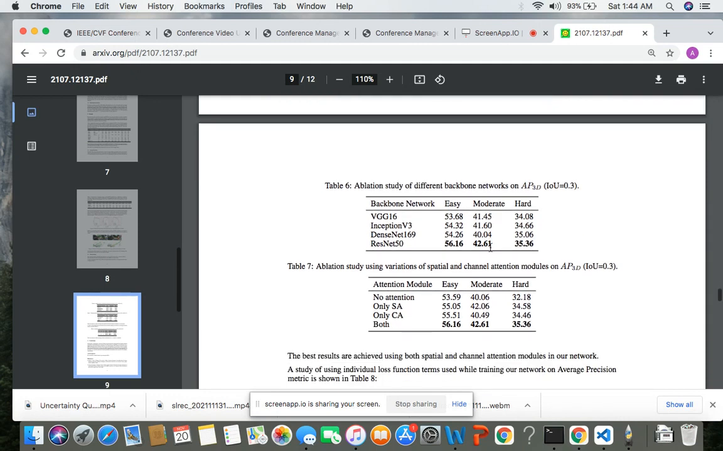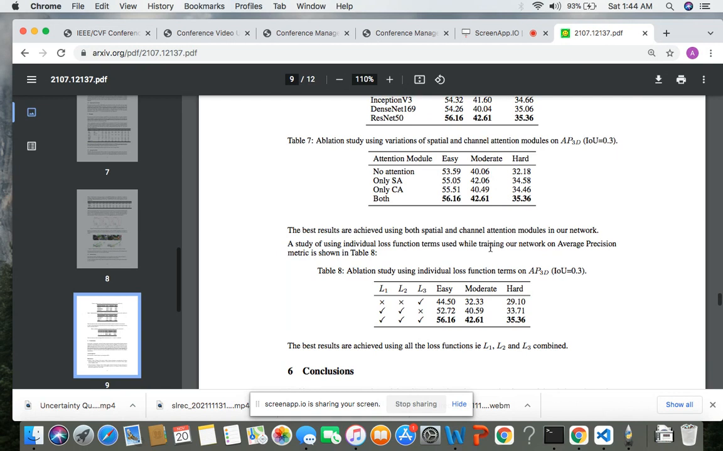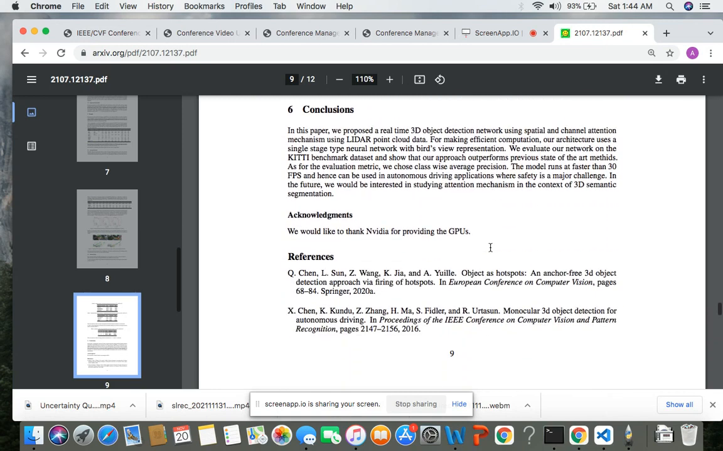We played with attention modules here and found that the best results were achieved using a combination of spatial and channel attention modules, again across the individual easy, moderate, and hard evaluation metrics for average precision. We also played with adding the loss function terms and found that the combination of all these three individual loss functions performs the best in terms of average precision as the evaluation metric.